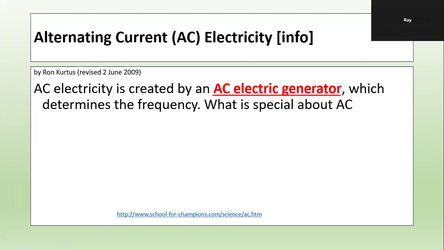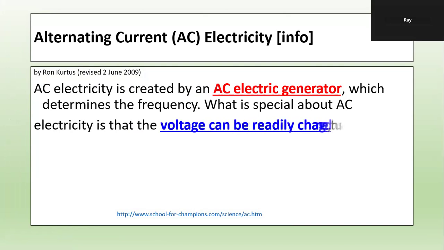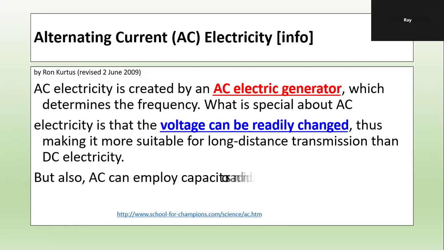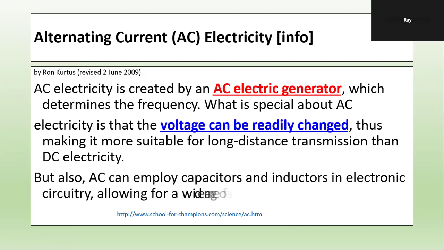What's so special about AC electricity? The voltage can be readily changed. You can step it up, step it down, thus making it more suitable for long distance transmission than DC electricity. DC you cannot change, AC you can change. You will see why. Also, AC can employ capacitors and inductors in electronic circuits, allowing for a wide range of applications. You can use capacitors and inductors. DC we cannot.